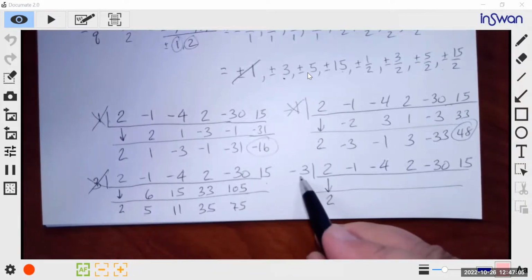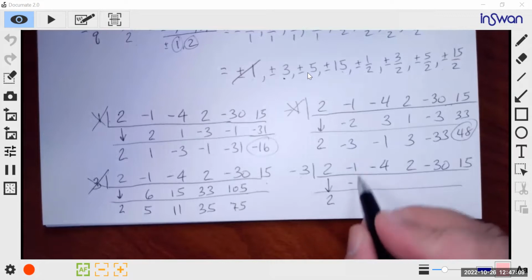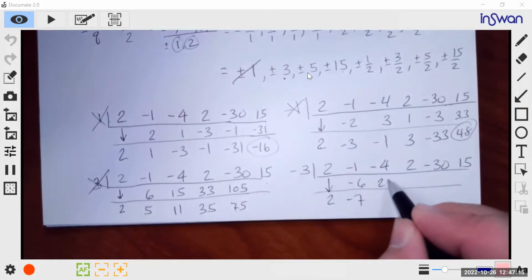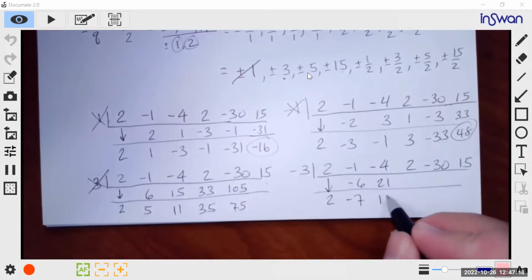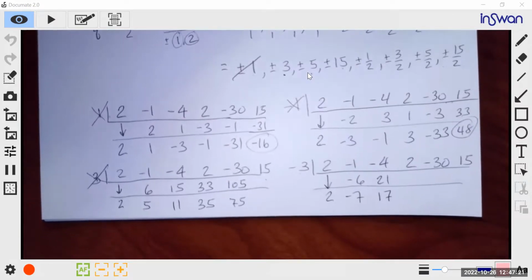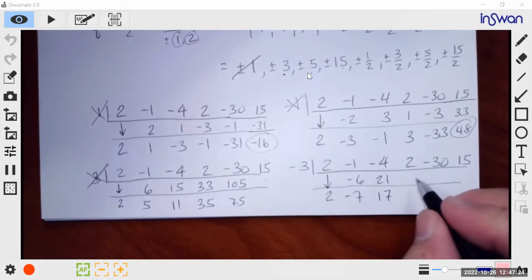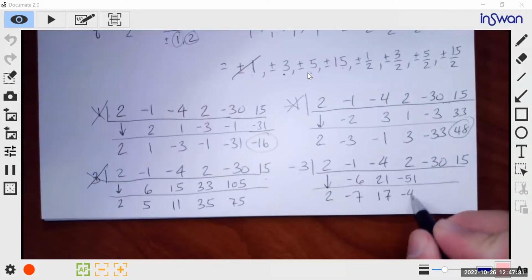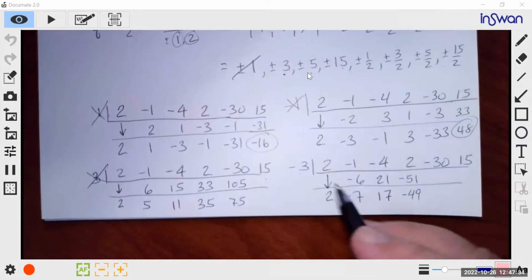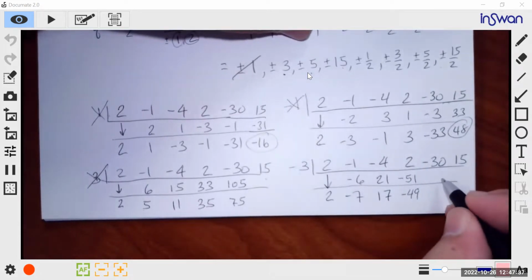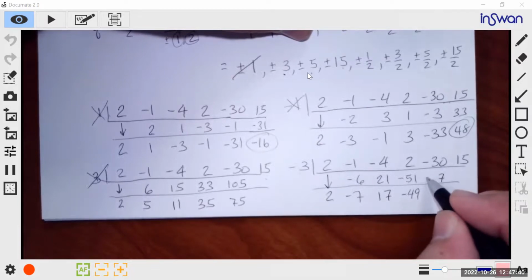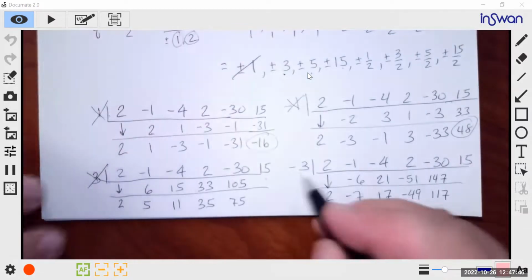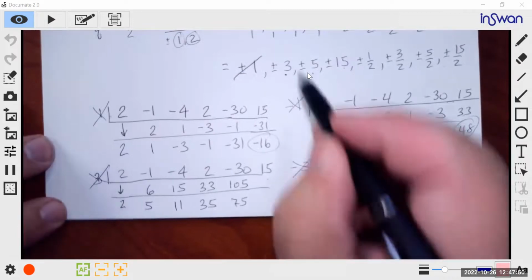Now, bring down the first one. -3 times 2 is -6. -6 plus -1 is -7. Negative times negative is positive. 3 times 7 is 21. 21 minus 4 is 17. 3 times -17 is -51. Plus 2 is -49. 3 times 49 is 147. Minus 30 is 117. Nope, -3 doesn't work. So positive and negative 3 don't work.